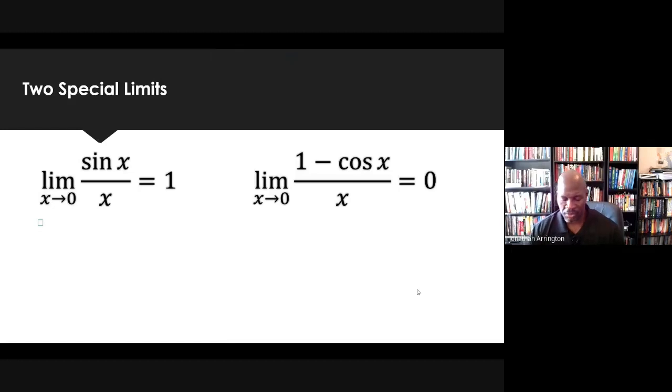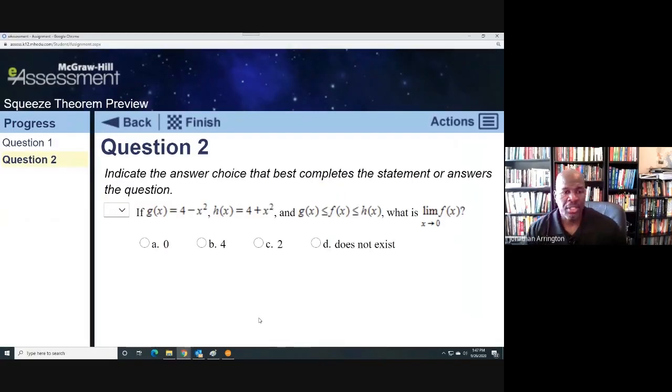Okay, so we went over the squeeze theorem. I'm going to do another squeeze theorem example real quick, and then I'll end the day with just a few remaining harder limits. All right, here's a problem I would like to attack. This problem says if g of x is 4 minus x squared and h of x is 4 plus x squared, and f is between g and h. So it's not even telling me what f is, but it is telling me that f is between g and h. What is the limit as x goes to 0 of f?